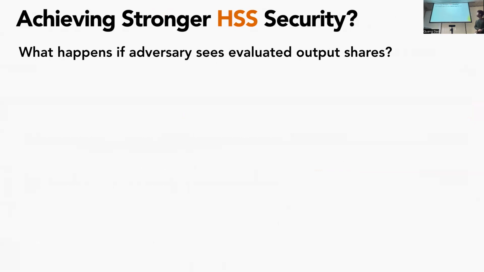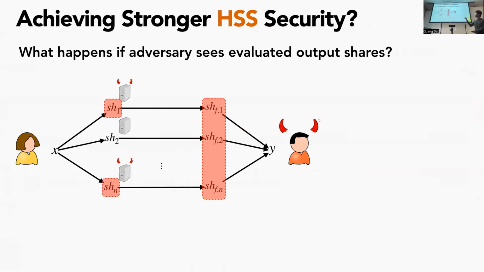What happens if the adversary sees the evaluated output shares? This is a stronger security model for HSS. In standard HSS, you're just saying that adversaries can only see some of the shares. But here it can see all of the output shares. This is actually a realistic threat scenario in some applications. Oh, but now you're not hiding f of x, you're just hiding x. Yeah, you're just hiding x. But in this scenario, our HSS is not secure. So our HSS is secure under the standard definition, but it's not secure under this stronger definition, which shows up in some applications, such as in MPC protocols.